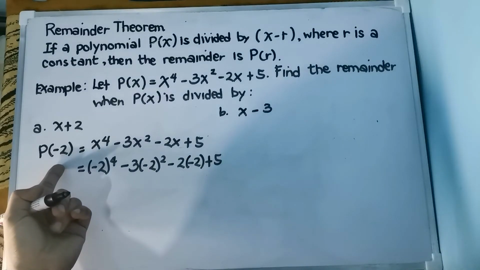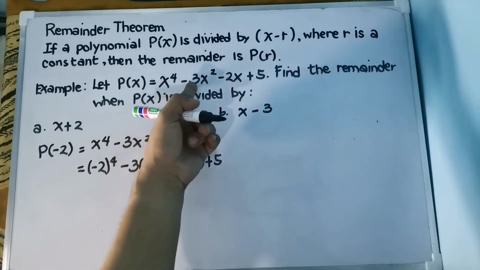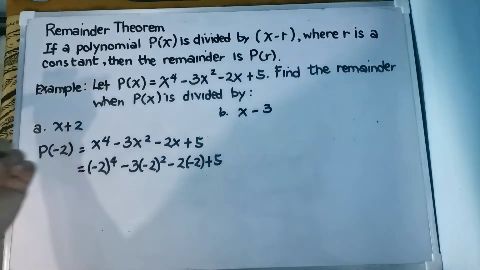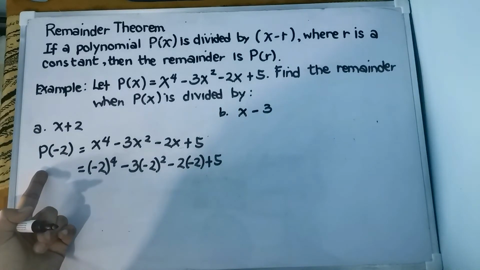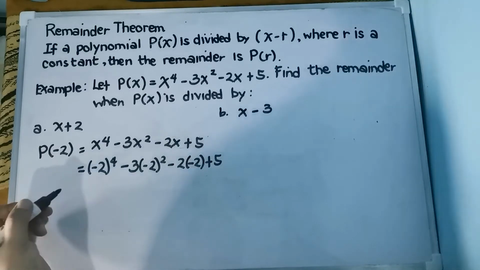We are using the remainder theorem to find the remainder when we divide x to the fourth minus 3x squared minus 2x plus 5 by x plus 2. Again, we are going to use p of negative 2 because this will become x equals negative 2. So we are going to use p of negative 2.